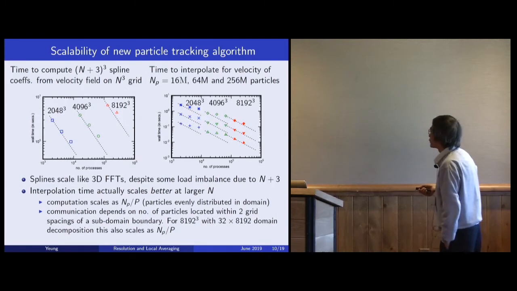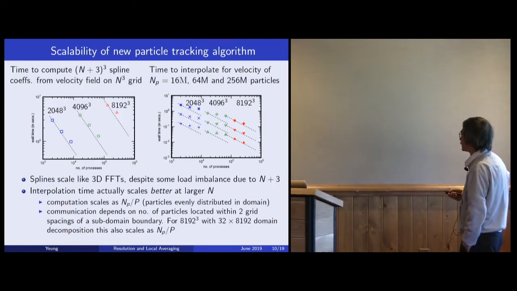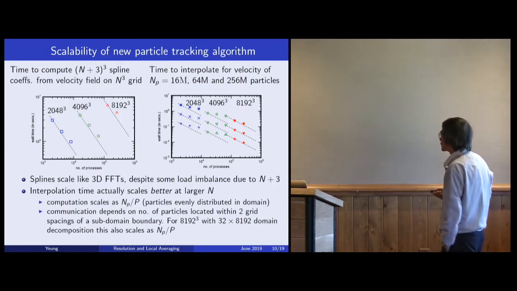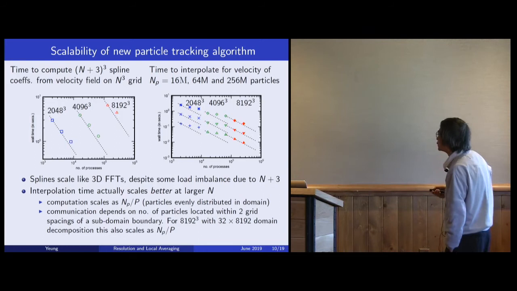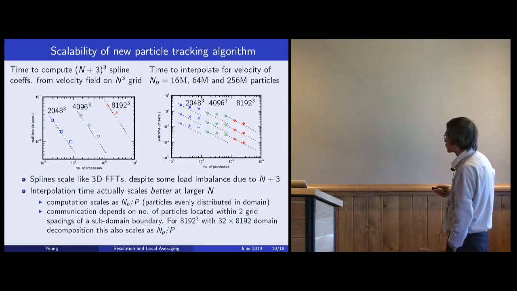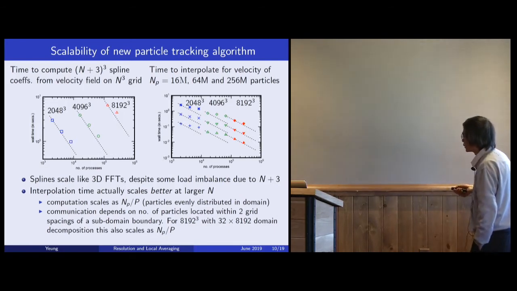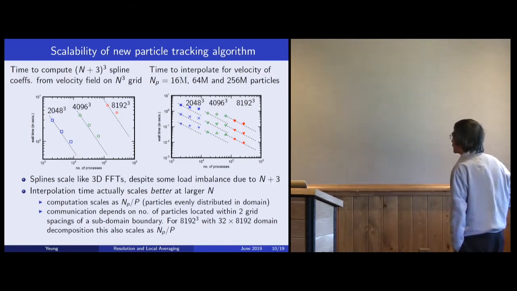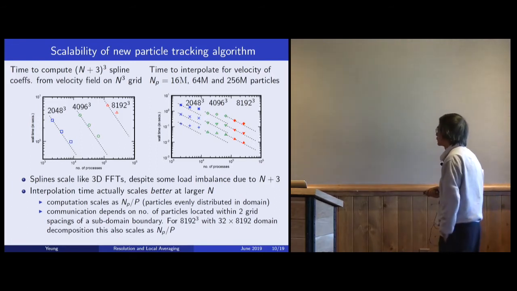So this is some performance about the particle tracking. On the left-hand side is the time required to compute the cubic spline coefficient as a function of the number of MPI processes, and grid resolution 2K, 4K, and 8K, and the scaling is just about what we could expect, somewhat similar to three-dimensional FFTs.